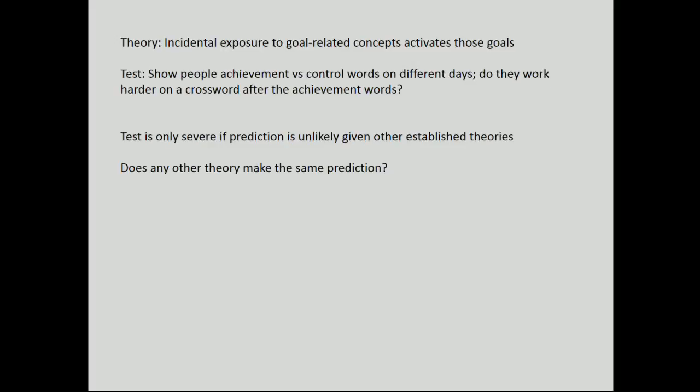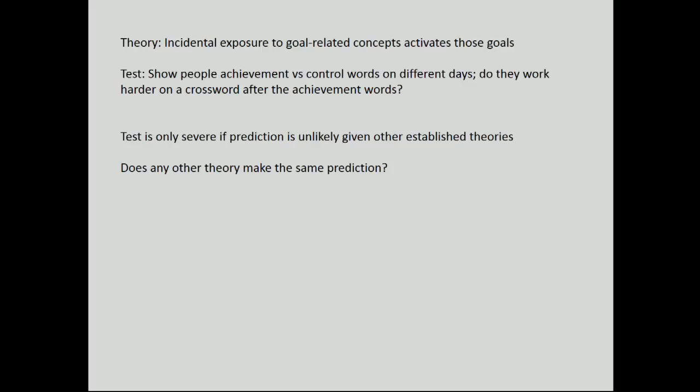So let's say we have the theory that if you expose people incidentally to goal-related concepts, like they read words to do with achievement, it'll activate those goals, for example, give them an achievement goal. So that's the substantive theory, goal priming. If you come across the concept of a goal, you somehow take on board that goal as your own. At least you have a tendency to do so.